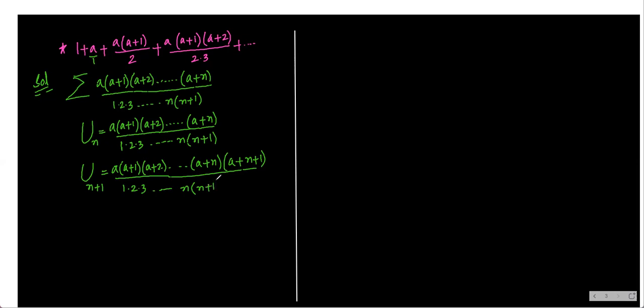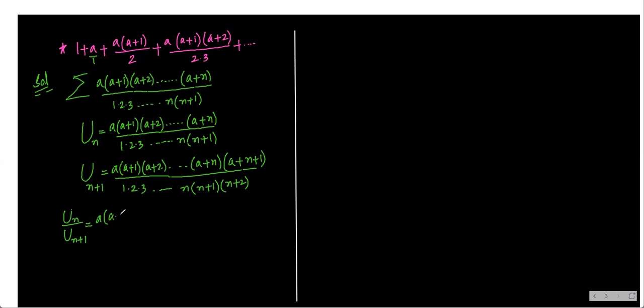What is the next term? After n, n plus 2. Immediately next term we are writing. So u_n by u_{n+1} value. The first fraction will be the same, the second fraction will become reverse. So let me write it.